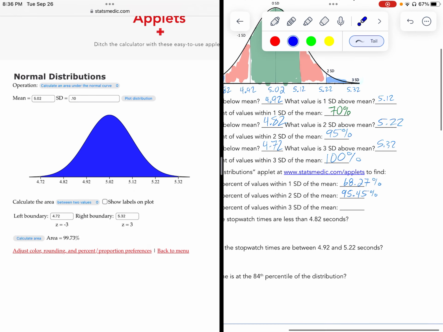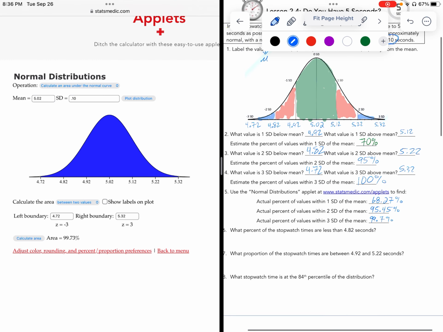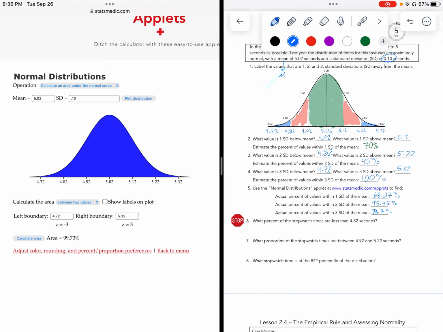Calculate area. Look at that. Almost 100%. Okay? 99.7%. All right. Oh, there we go. All right.